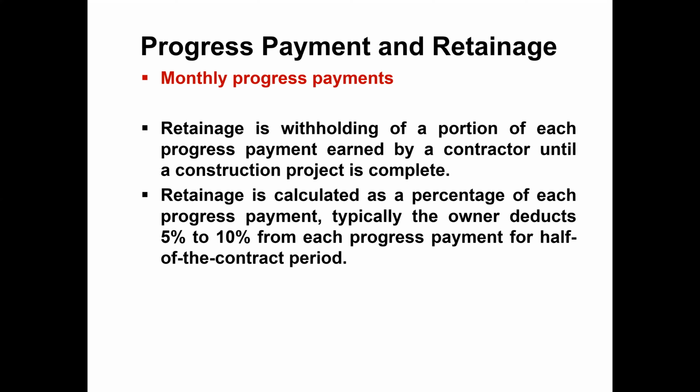Now, these progress payments have one item, which is retainage. Retainage is the withholding of a portion of each progress payment earned by a contractor until a construction project is complete. Retainage is calculated as a percentage of each progress payment. Typically, the owner deducts 5 to 10% from each progress payment for half of the contract period.